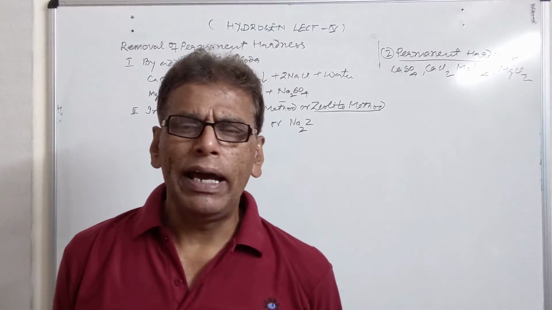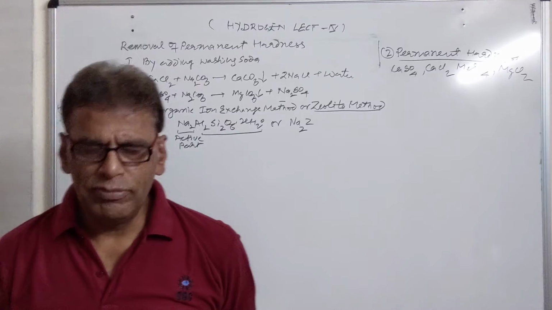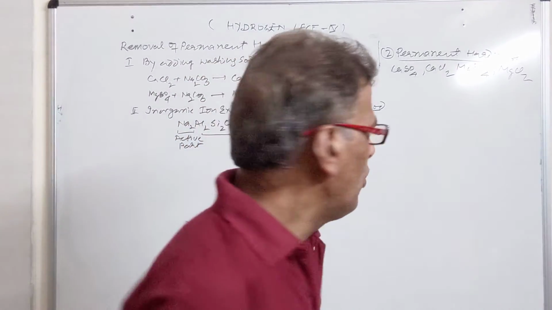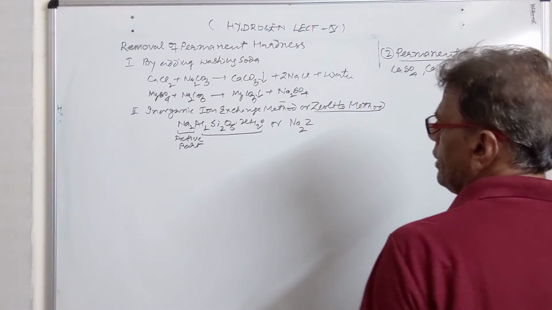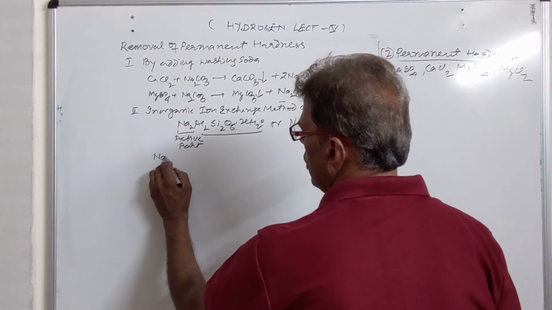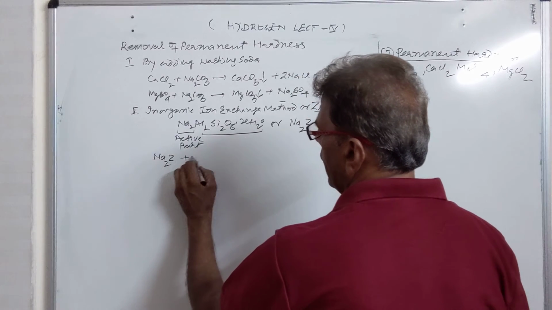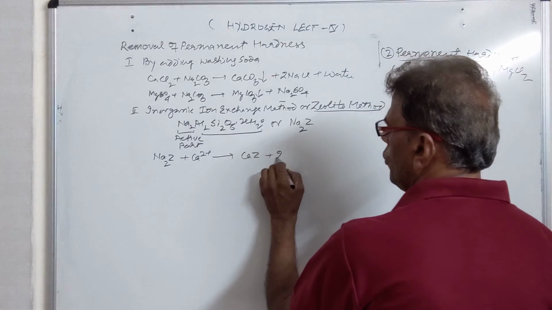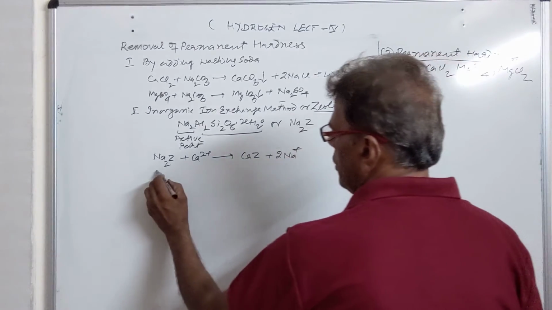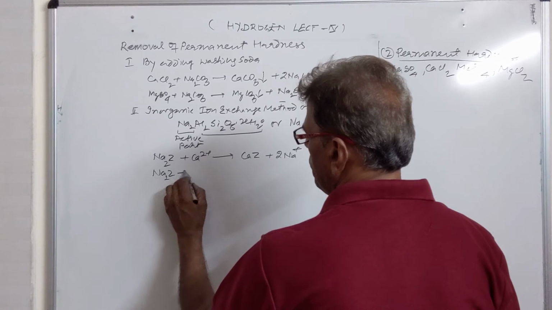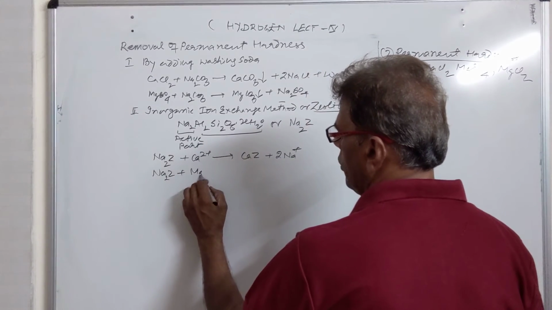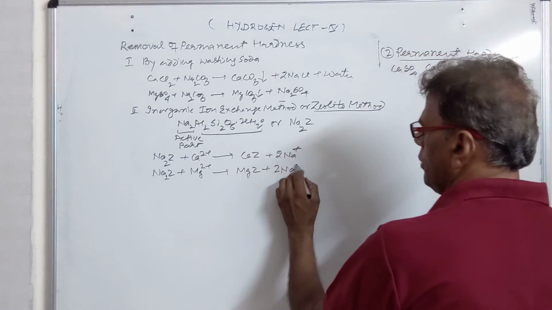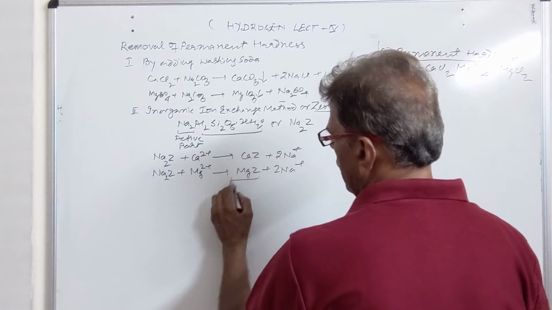This zeolite is packed in a large glass vessel, and then hard water is added to this zeolite. It removes calcium and magnesium ions as follows. Na2Z, the three-dimensional silicate, reacts with calcium ion, produces calcium zeolite, and sodium ions are made free. Similarly, Na2Z in the permutit vessel combines with magnesium ion, giving you MgZ plus 2Na+, which are free. Now it can be regenerated.